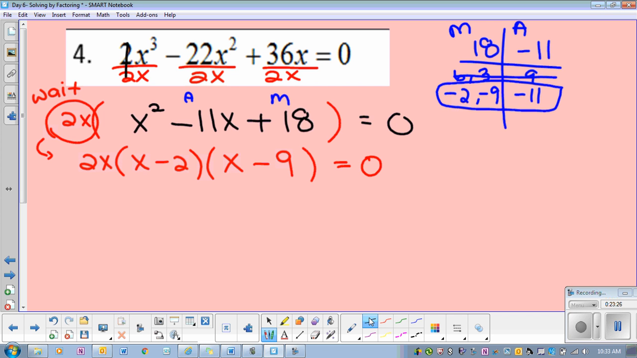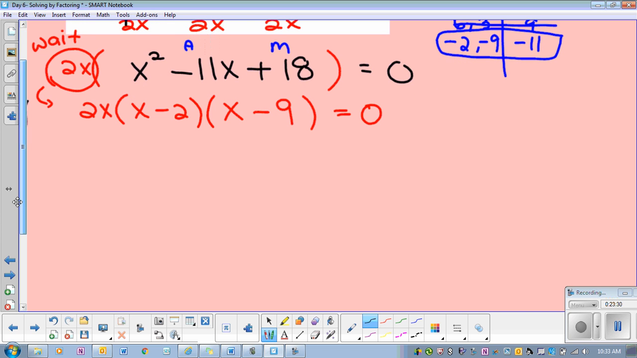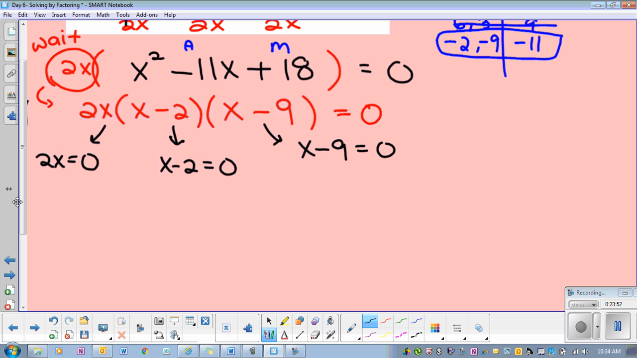Now, we are done factoring, so now we have to do our mini equations. Every single piece has to be set equal to 0. So now I have 2x equals 0. And then I have x minus 2 equals 0. And then I have x minus 9 equal to 0.